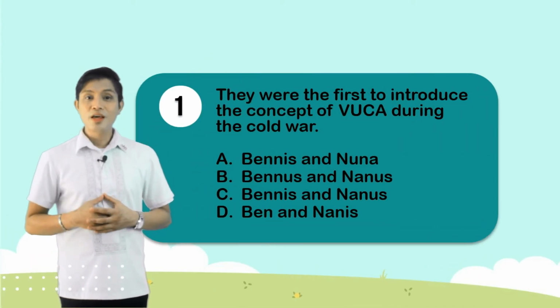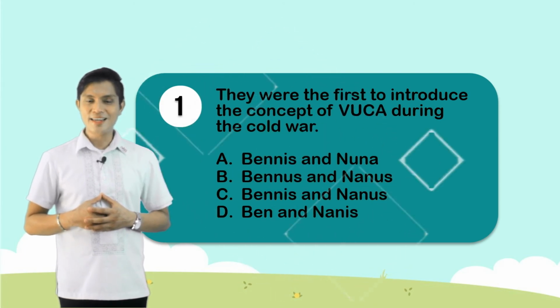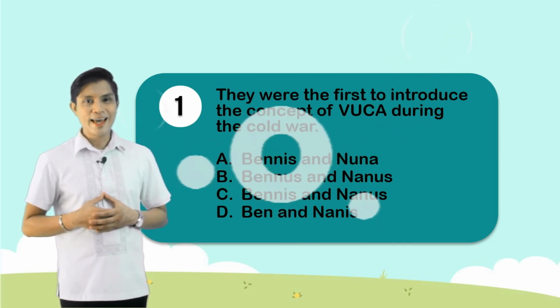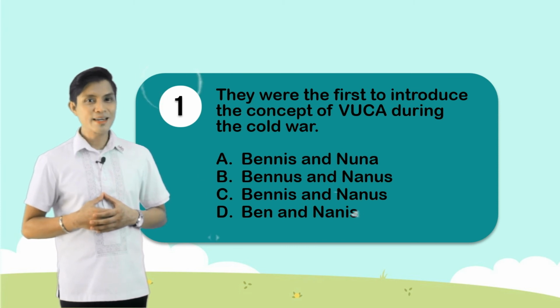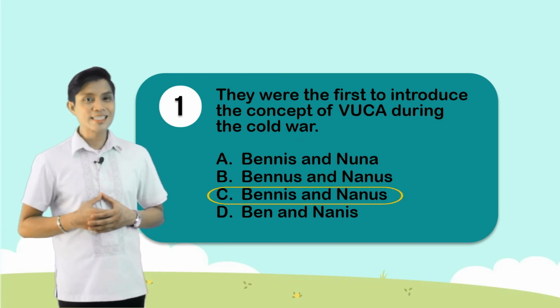Number 1. They were the first to introduce the concept of VUCA during the Cold War. Is it A. Benis and Nuna? B. Benus and Nanus? C. Benis and Nanus? Or D. Ben and Nanis? The correct answer is C.